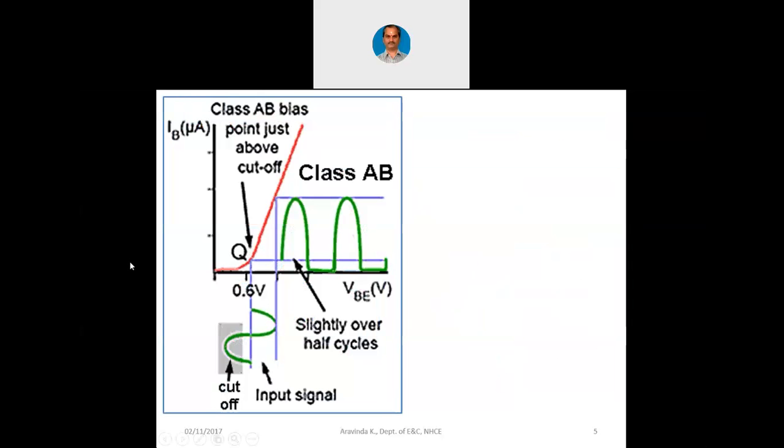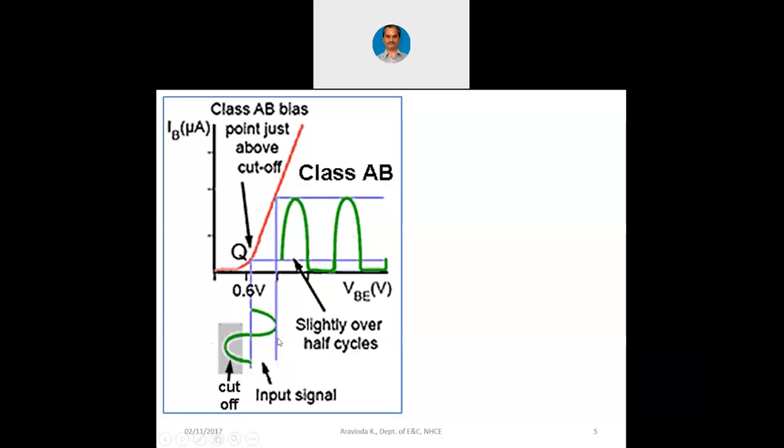Now this is class AB, where you can see Q point is fixed here now. Earlier Q point was in the middle in the linear curve. Now the Q point is fixed somewhere nearer to the cutoff. Class AB bias point just above cutoff. Now you can see when we apply this waveform, you can see here it is cutoff region where transistor is not at all on. When the transistor is not at all on, that waveform is gone. You can see here that portion of the waveform is gone.